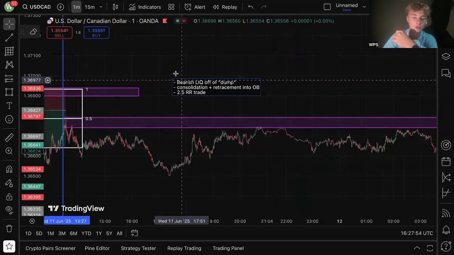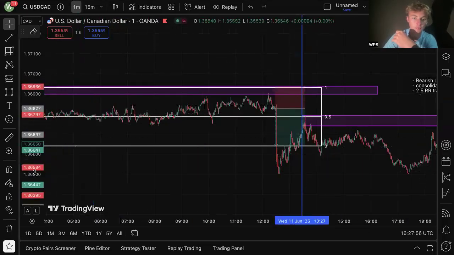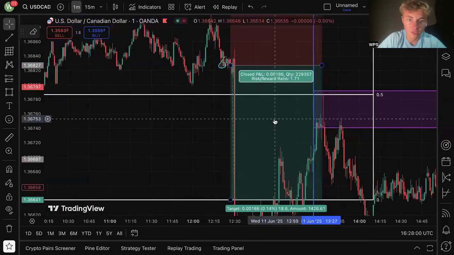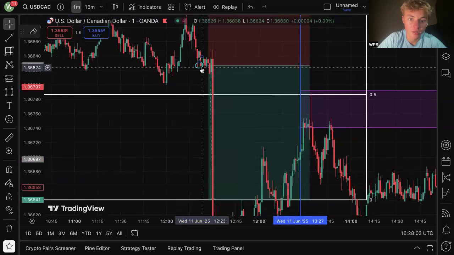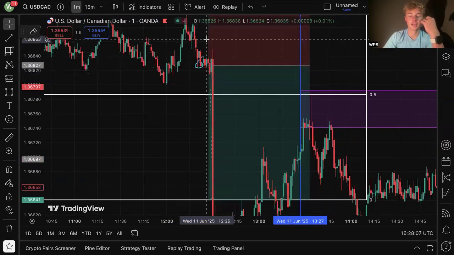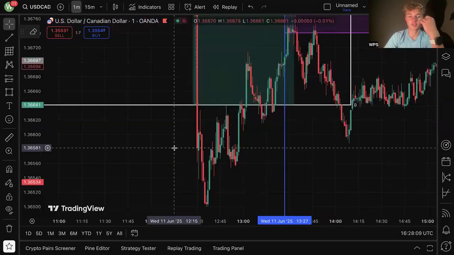So I drew with the blue, a blue circle where price closed below the low right here. It takes out this low, and so this is where I would enter, and then price just dumps right here.